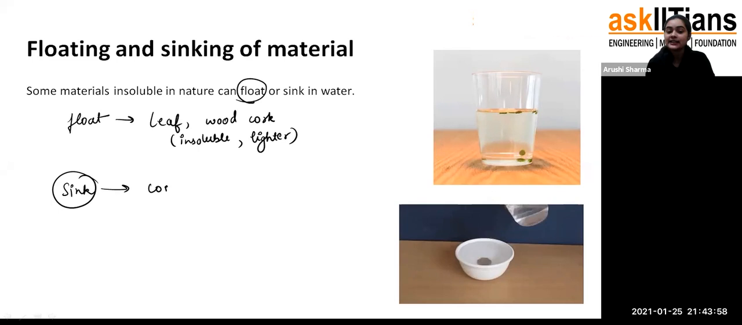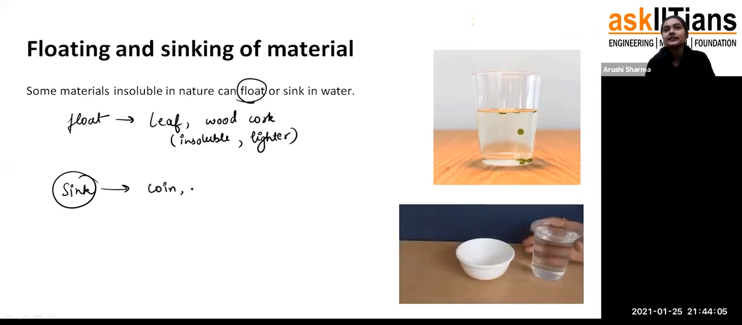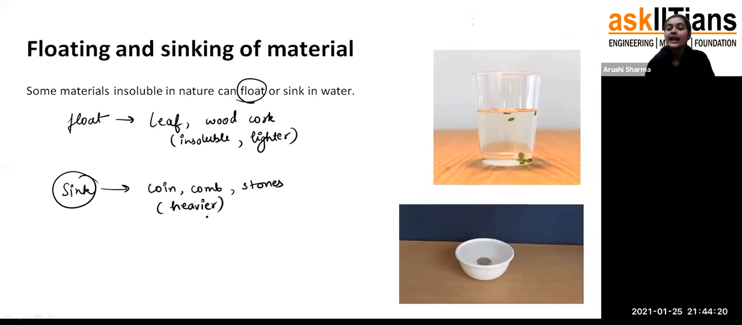For example, there is a coin, and there can be many examples, a comb, because a comb will also not float over the water, and there are so many things like stones. These are materials which are again insoluble, but the difference is that they are heavier in nature. One is lighter and one is heavier. Due to that, some of the materials will float over the water and some of them will sink in the water. That's how we can separate materials by floating and sinking.